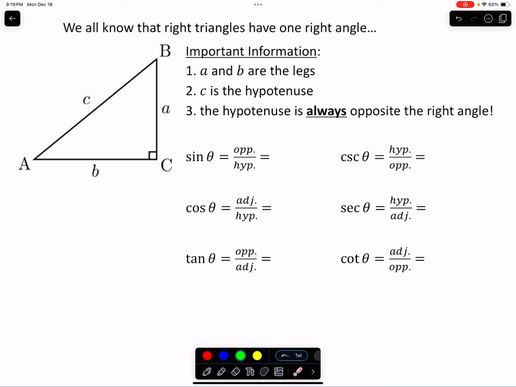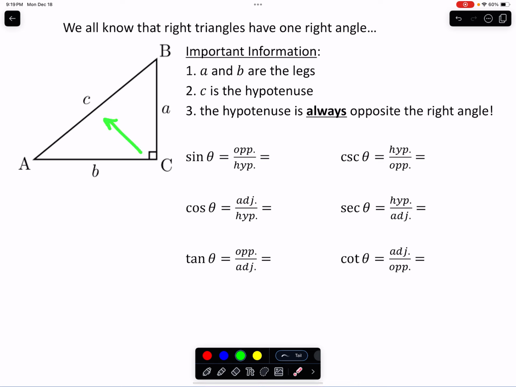So we all know that a right triangle has one right angle, and often we call it angle C. So if we have triangle ABC, typically we would use C to represent the right angle. We would call the sides that form the right angle the legs. So A and B are called the legs.